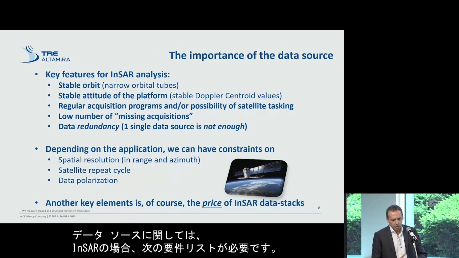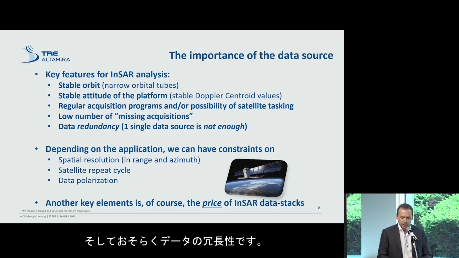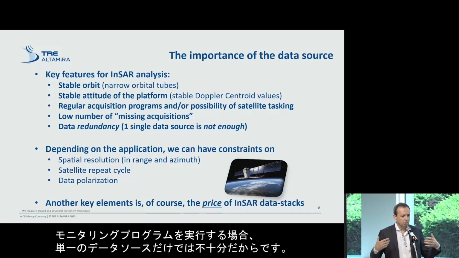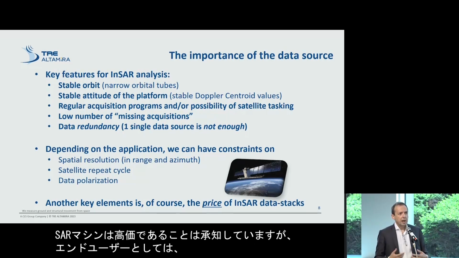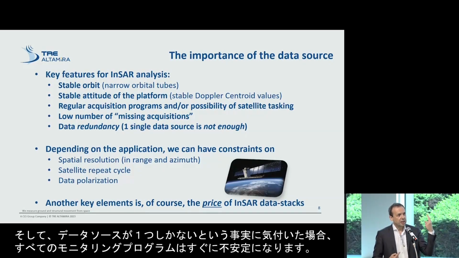In terms of data source, for InSAR, we need this list of requirements: a stable orbit, a stable attitude of the platform, a regular acquisition program, a low number of missing acquisitions, and possibly data redundancy. And this is key also for space agencies, because if you want to run a monitoring program, one single data source is not enough. And I know SAR machines are expensive, but final users want to be sure they can rely on satellite data. And if they are aware that you have just one single data source, the whole monitoring program immediately becomes shaky.